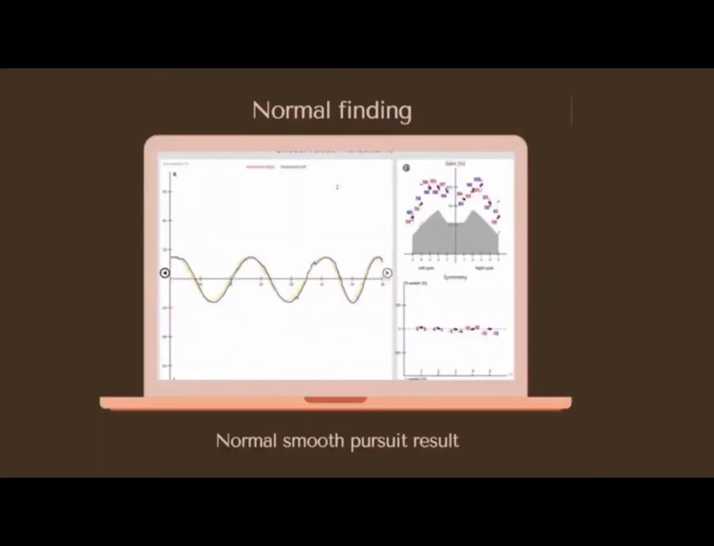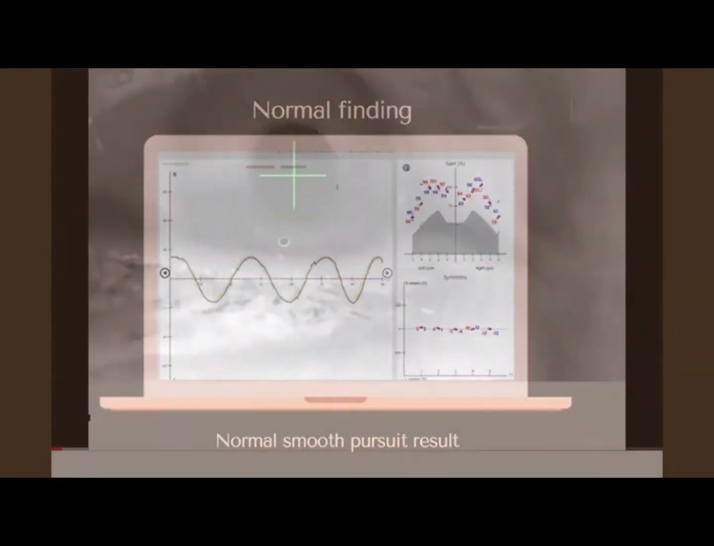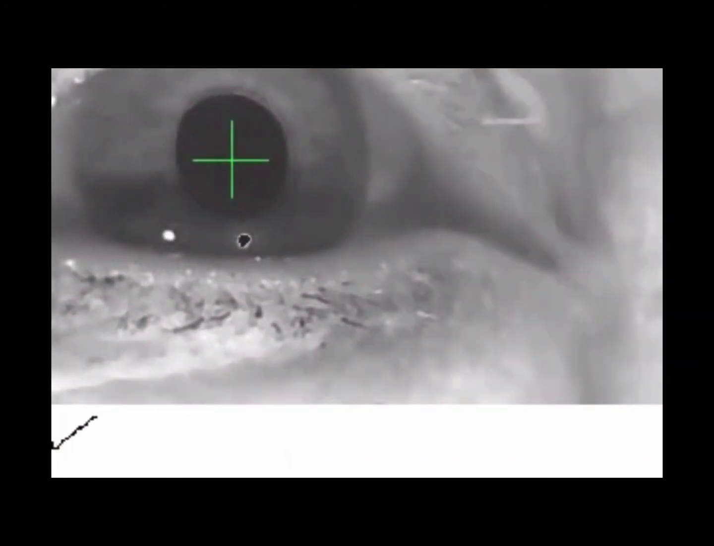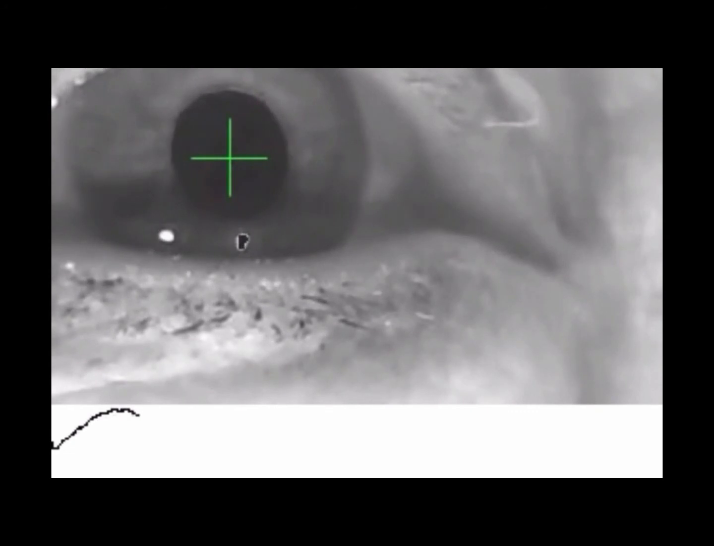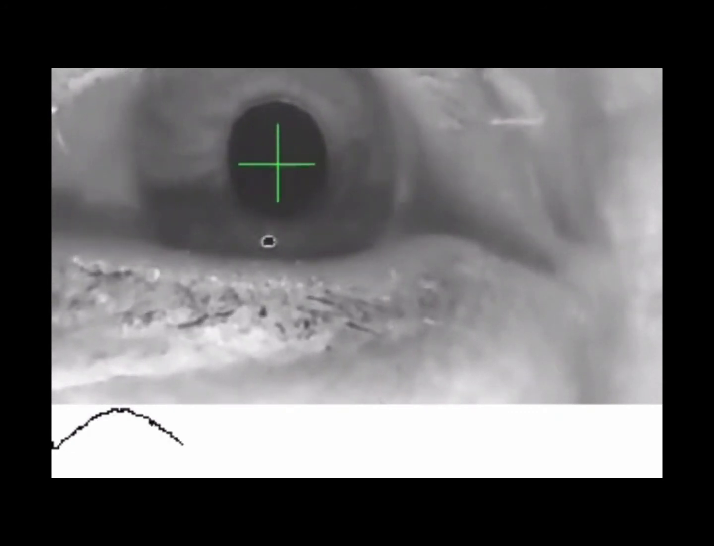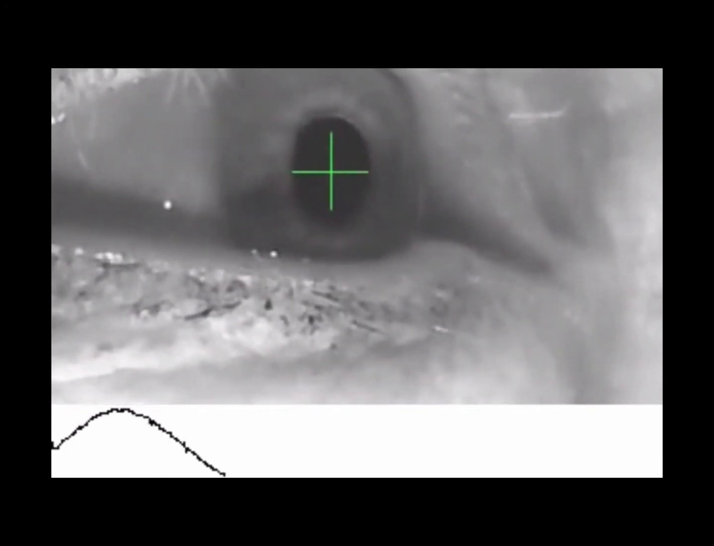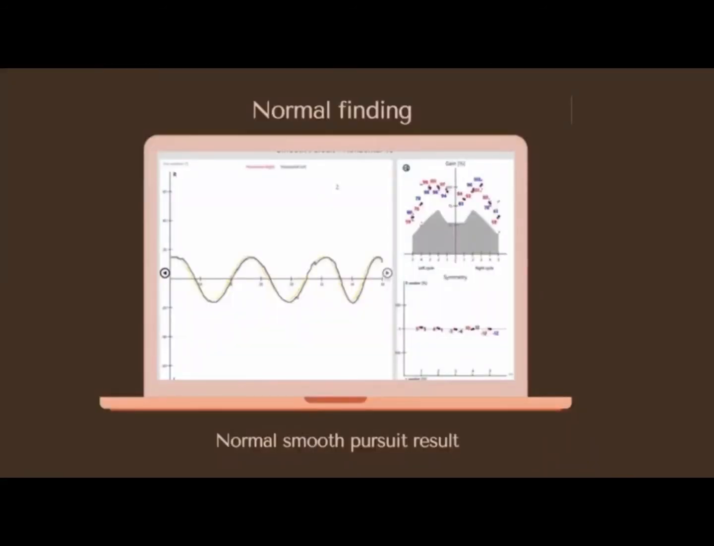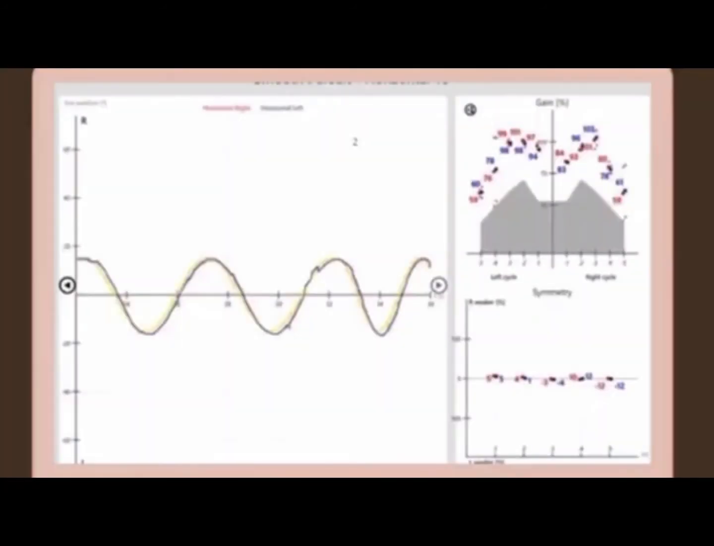So for the normal smooth pursuit result, a patient with the ability to perform smooth pursuit tracking normally will produce a response in which the stimulus target and the eye tracing are almost identical. So as you see in the picture, the stimulus is the yellow target line, and the right and the left eyes are in the red and blue tracing.